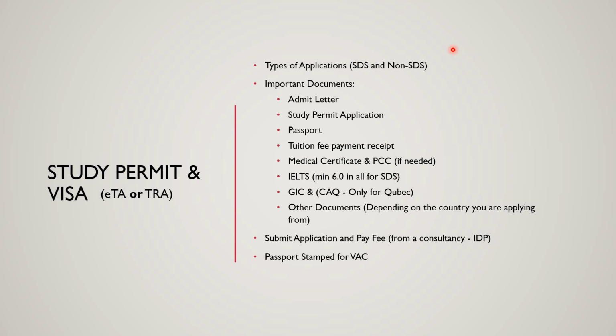The main difference between SDS and non-SDS is that in SDS you will have to pay the entire amount that will be costing for your study in the university for 1 complete year, and you will also have to pay the GIC. For non-SDS students, you can pay for 1 term fee and apply for the visa. So that's the main difference, and the important documents which will be needed to apply for the study permit are like the admission letter that you get from the university, and you'll have to fill the study permit application.